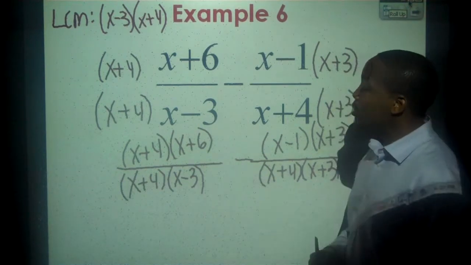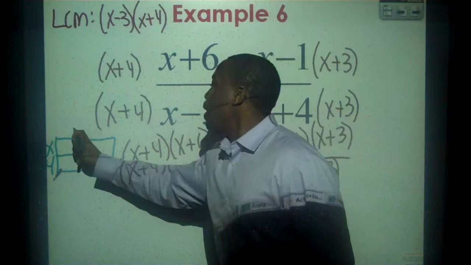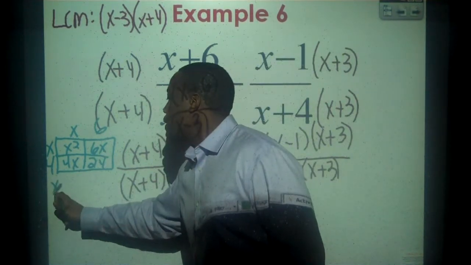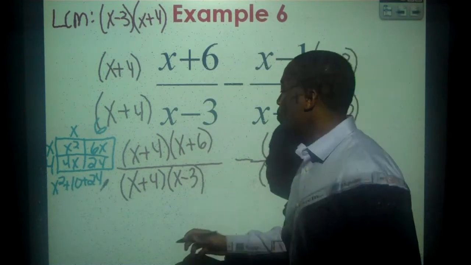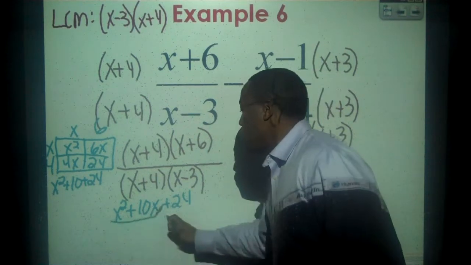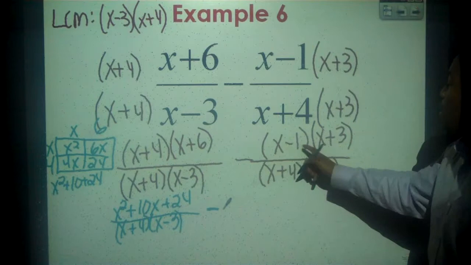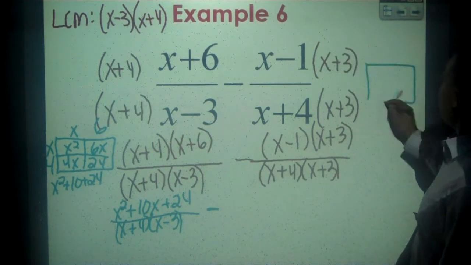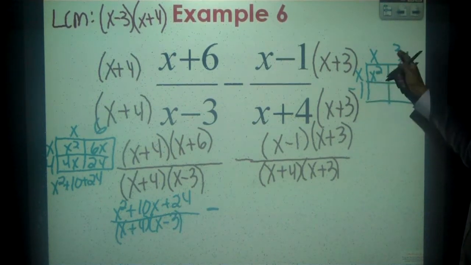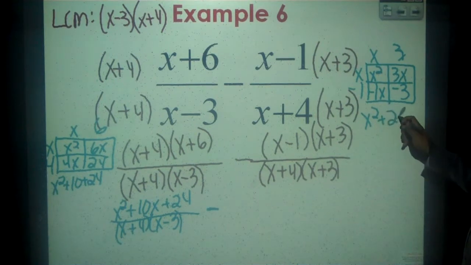You could actually do the box on this, or yeah, let's go ahead and just do the box, which will be an x here and a 4 here and an x here and a 6 here, which would be x squared plus 6x plus 4x plus 24, and like terms would be x squared plus 10x plus 24, and so that would be our top, which would be x squared plus 10x plus 24 over the bottom, which is x plus 4 and x minus 3, and minus, let's go ahead and do the box on this one, and I'm going to put that on this side, which would be x minus 1 and x plus 3, which would be x squared, that's 3 right there, x squared plus 3x minus 1x minus 3, which gives me x squared plus 2x minus 3.